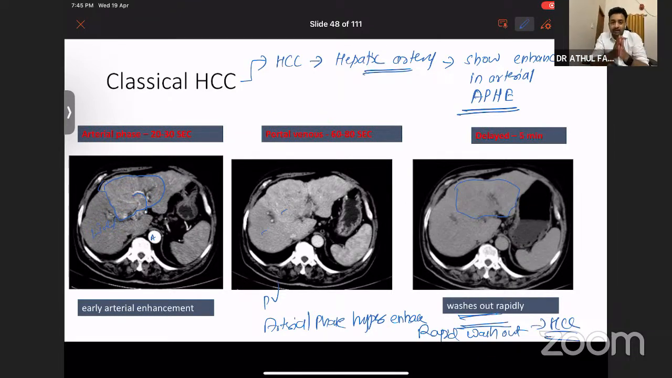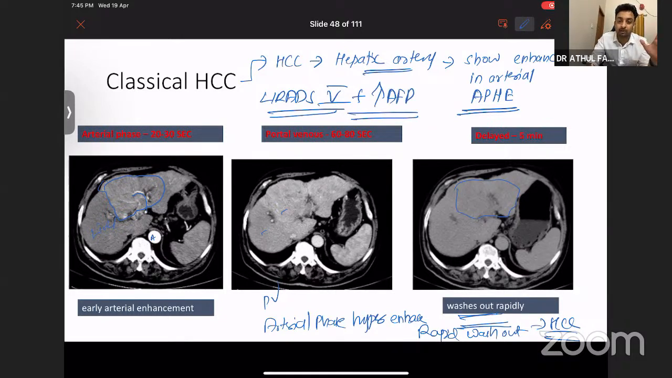Why is it important? According to the new guidelines, if you are seeing arterial phase hyper enhancement with rapid washout, that is LI-RADS 5. You know there is a classification like LI-RADS. LI-RADS 5 in imaging plus elevated alpha fetoprotein levels, then there is no need for biopsy. You can directly start sorafenib or surgery. So you don't need to do any biopsy if the imaging appearance is classical and the patient has elevated alpha fetoprotein levels. That is why the imaging appearance is very, very important. So the lesion should have arterial phase hyper enhancement, just like this. So that is about hepatocellular carcinoma.